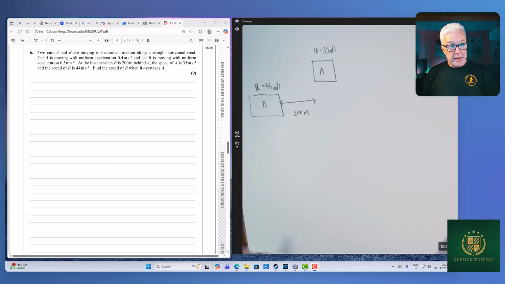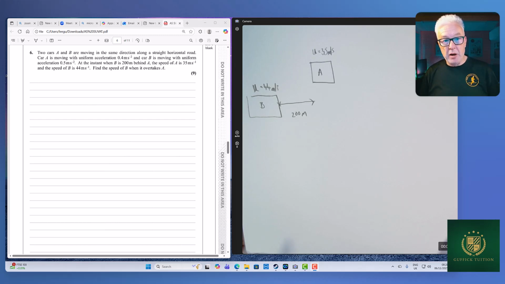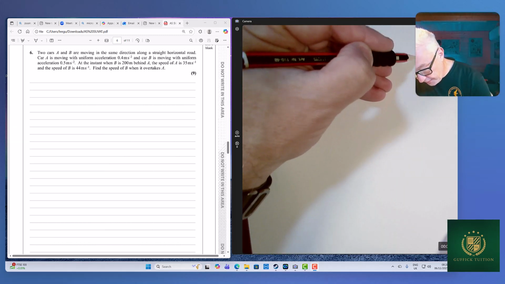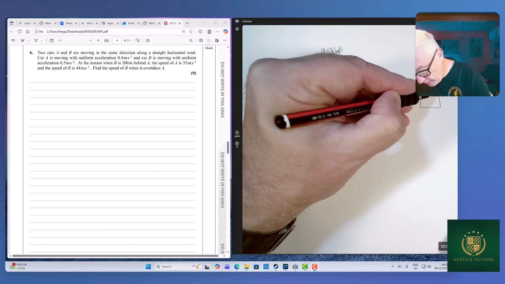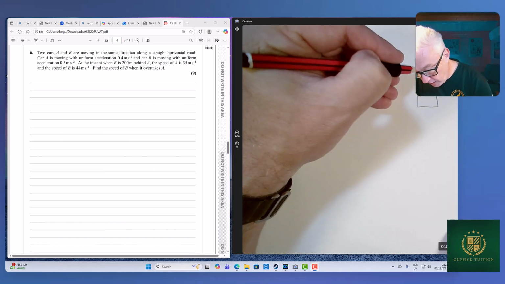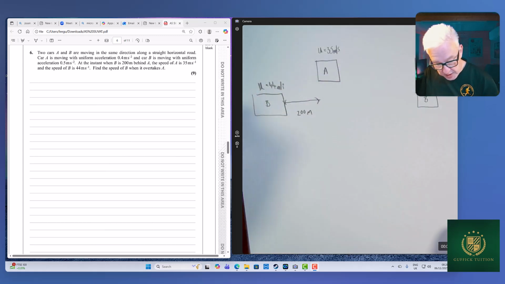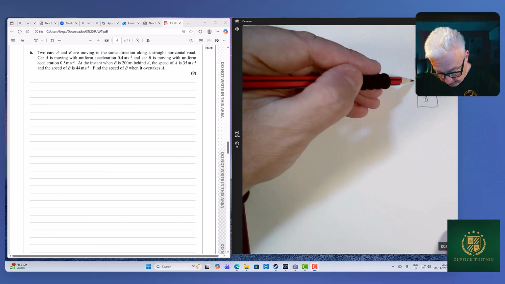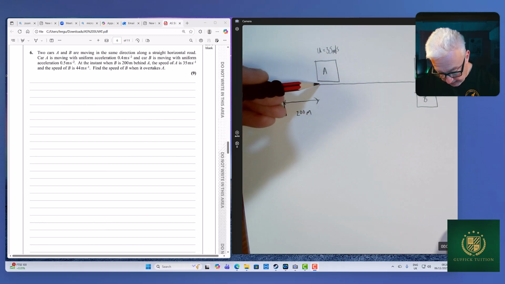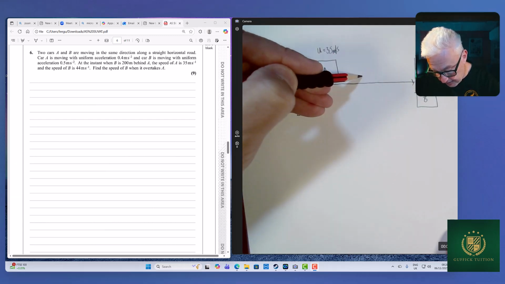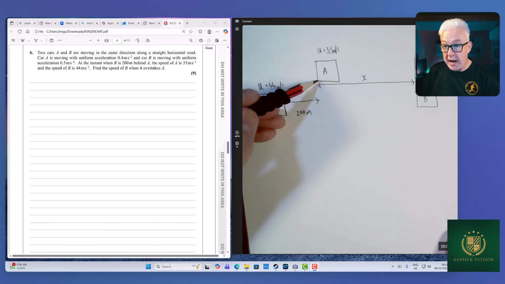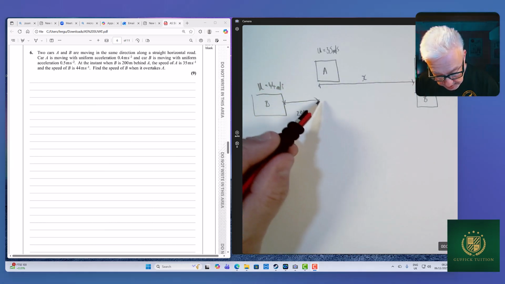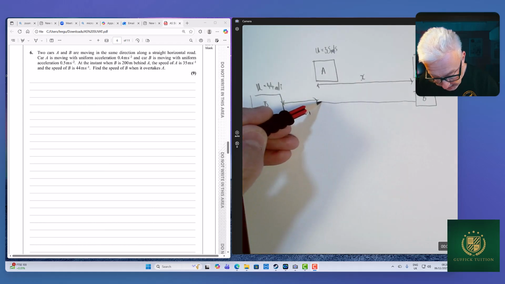Now we've got to try and find the speed of B when it overtakes A. So over here, further down the road, we've got the point where they're both level with each other. We've got car A and car B. Let's say that car A has travelled a distance of X, so from there to there, in that same period of time. That means that this distance here is also X there.